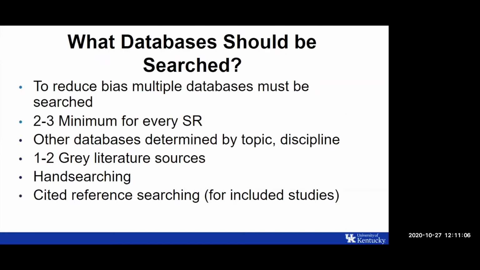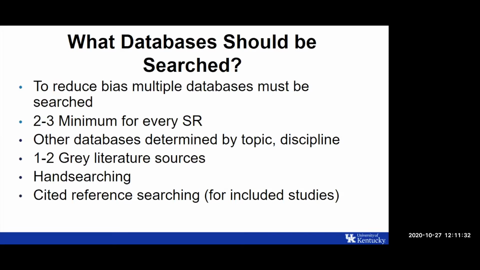And then what databases should you be searching? In order to reduce the bias, multiple databases must be searched. So remember, we always search PubMed, and then we also need a minimum of 2 to 3 other databases for every systematic review. And this is also for every kind of large literature review project. You don't want to just search one database.